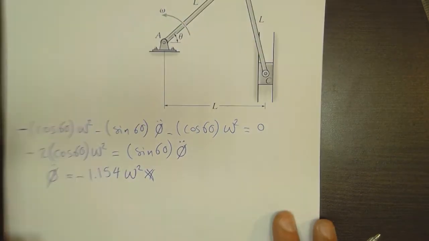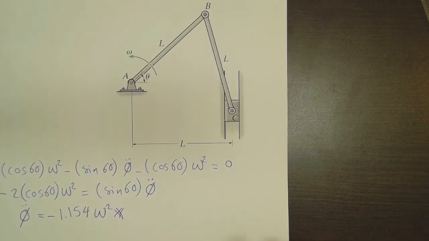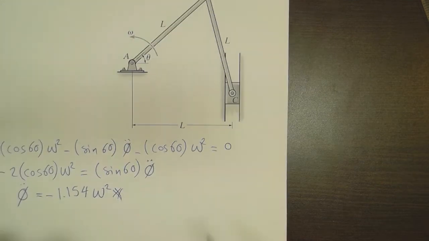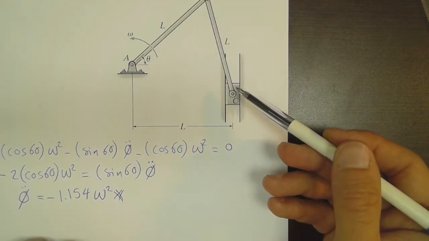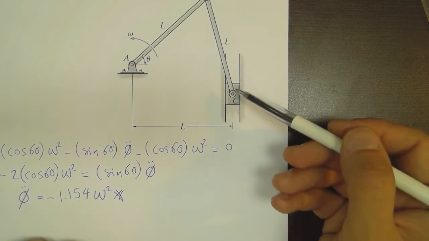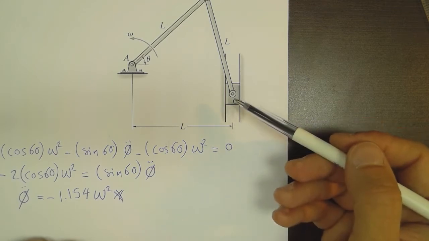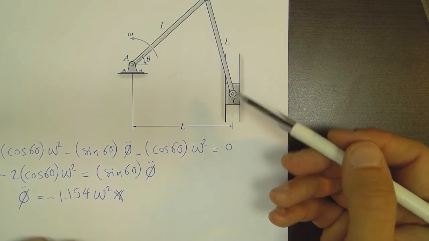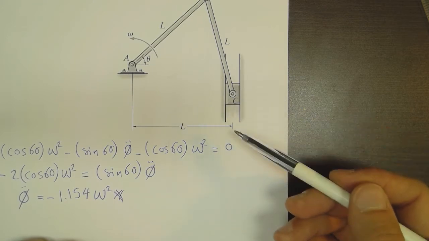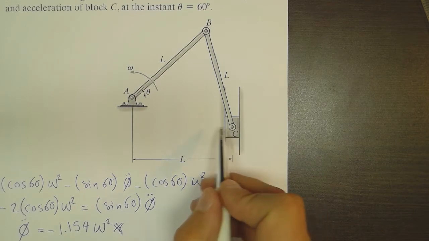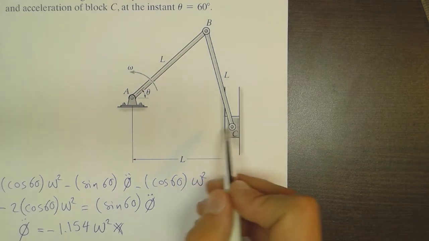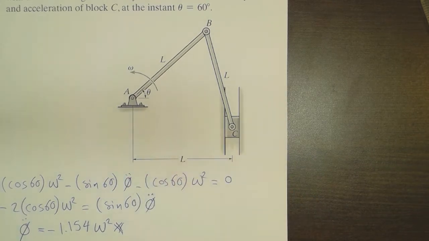We need to understand the situation more in terms of the displacement of the slider, because this is an absolute motion analysis. We need to relate the motion of the slider to the angles phi and theta. So how can we do that?